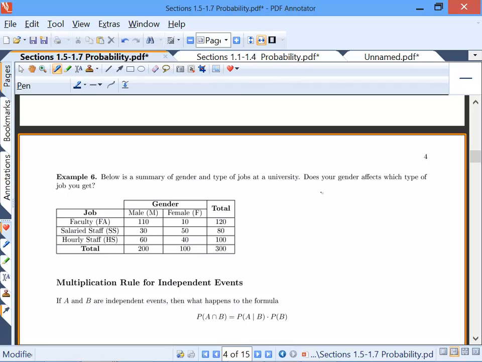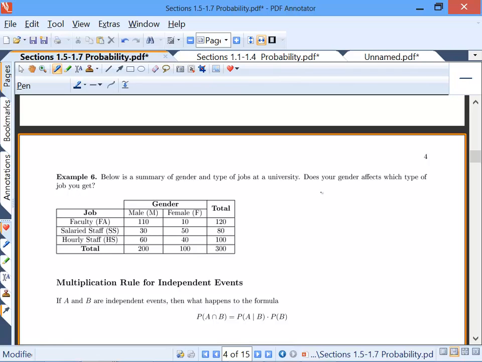So which conditional probability do you think is going to be of more interest to me here? Do I want to look at the probability of faculty given male or the probability of male given faculty? Which one is going to tell us more about whether your gender affects which job you get? Okay. It's actually going to be this one.